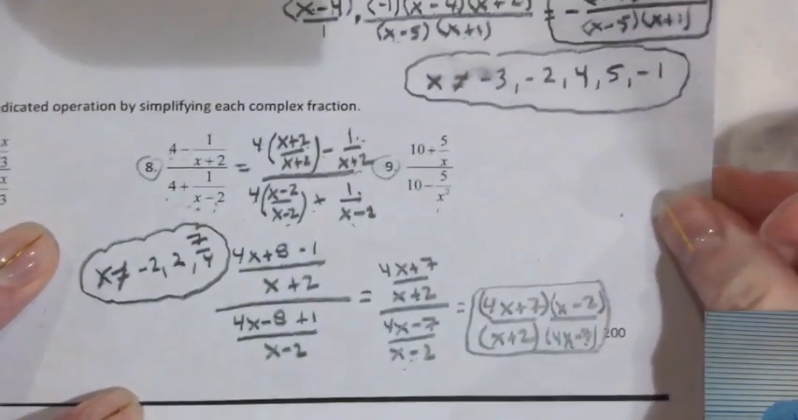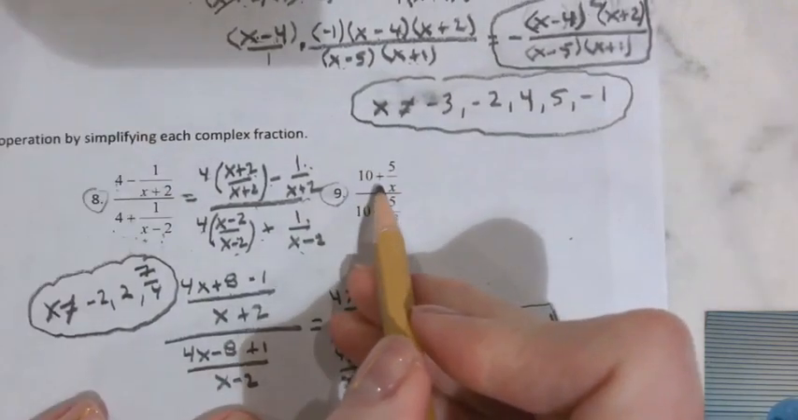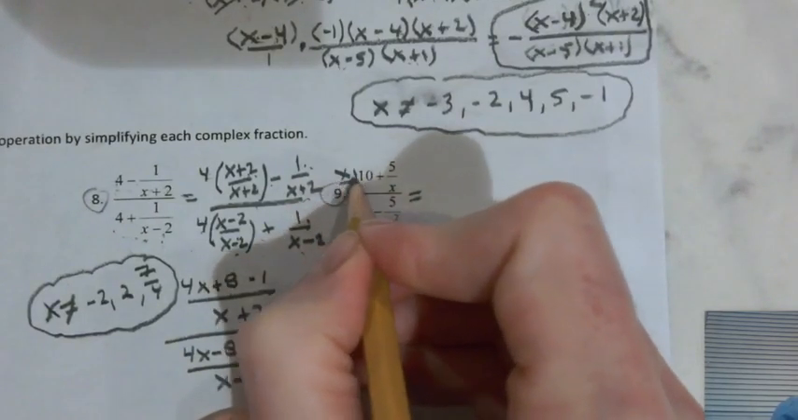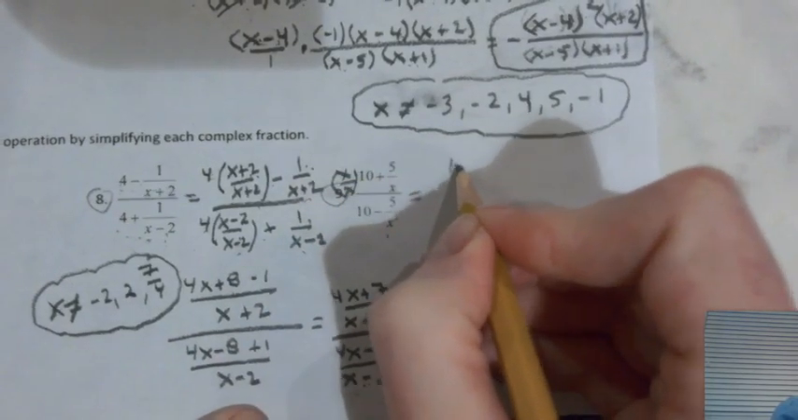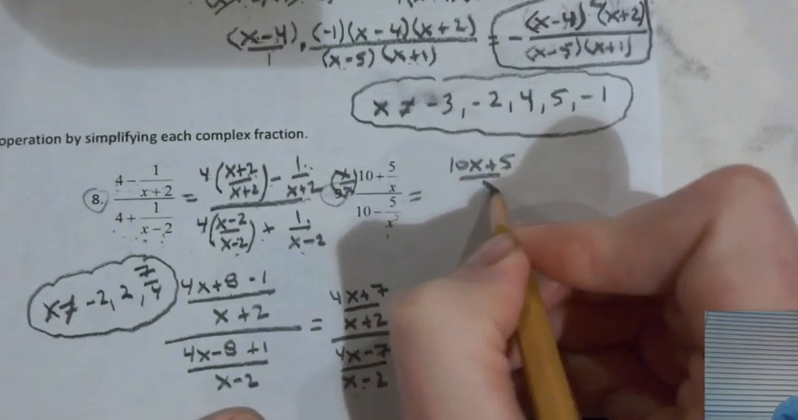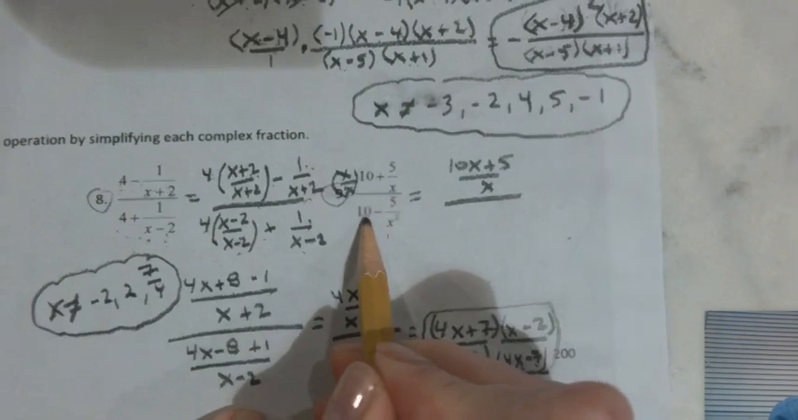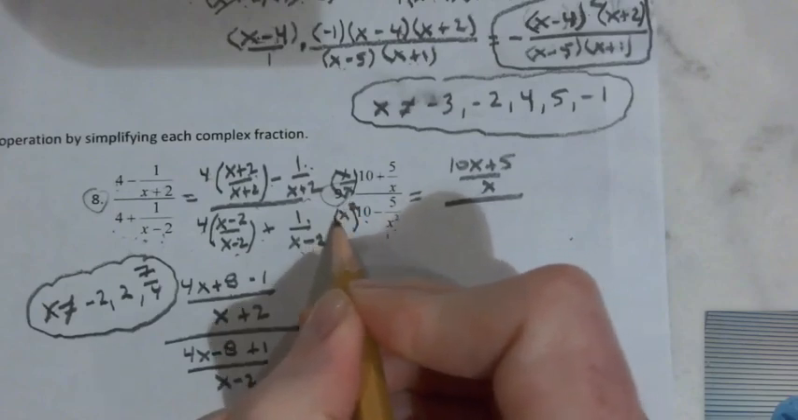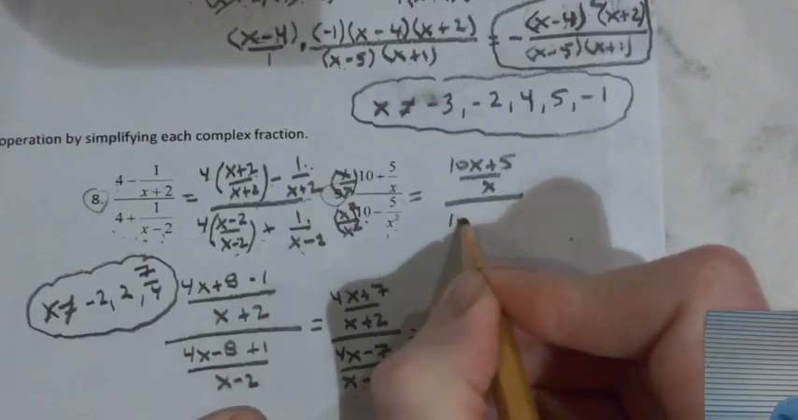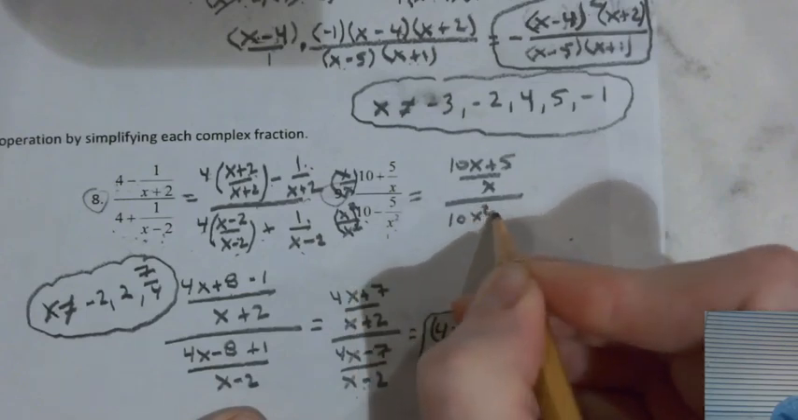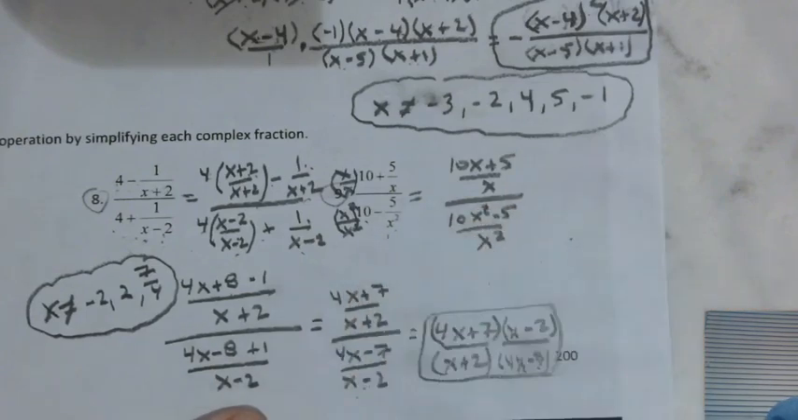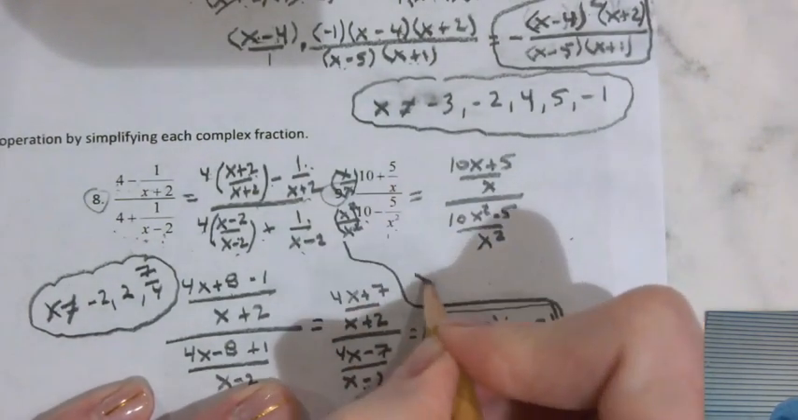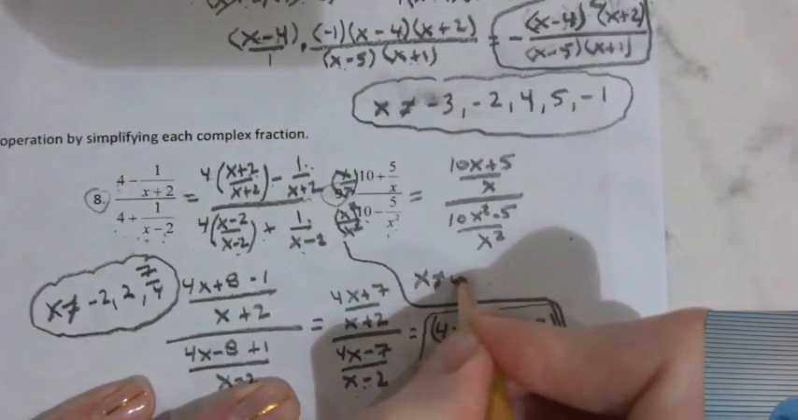And then we'll do one more. We'll do this last one over here. So 10 plus 5 over x. Well, that's going to be the 10 gets multiplied by x over x. So we're going to get 10x plus 5 over x. On the bottom, this 10 is going to get multiplied by x squared over x squared. So we're going to get 10x squared minus 5 over x squared. Okay, running out of space a little bit. But we know that x cannot equal 0. Right now, just 0.